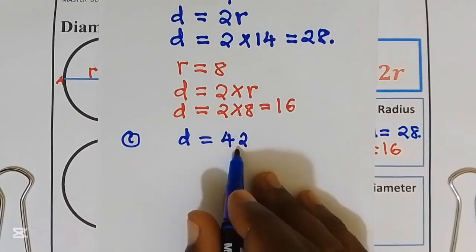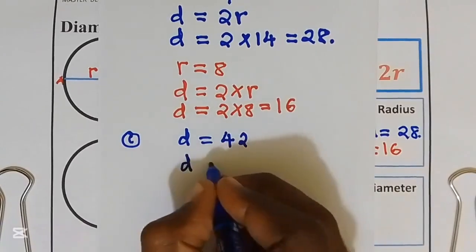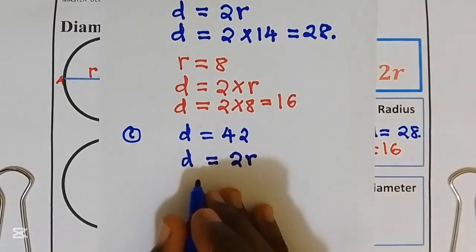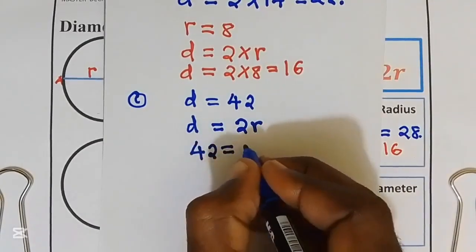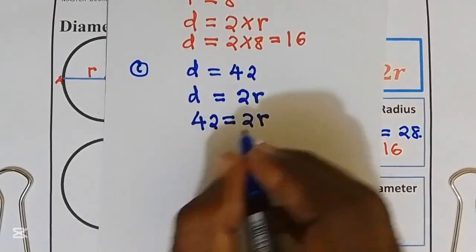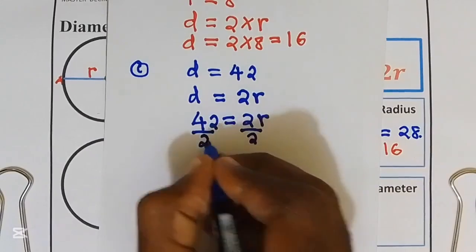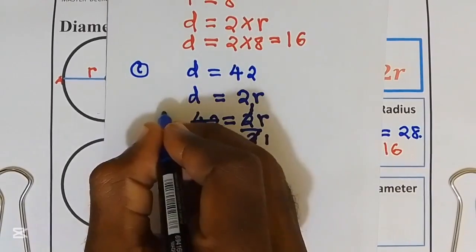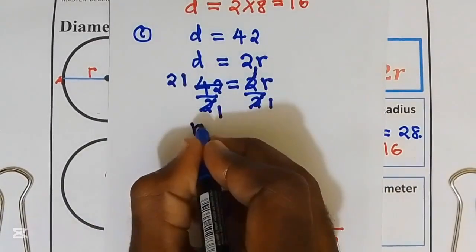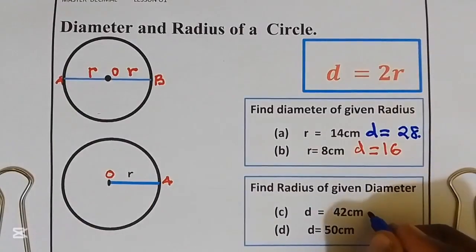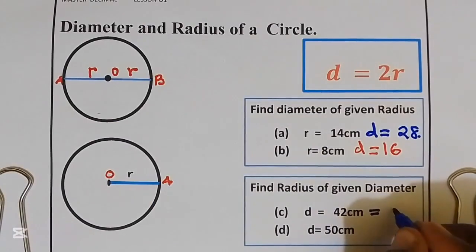We need the radius, but diameter is given by 2R, and the diameter is equal to 42. So 42 is equal to 2 times radius. I'm going to divide by 2 on both sides. 42 divided by 2 gives us 21. So radius is equal to 21 units. For C, radius is equal to 21 units.